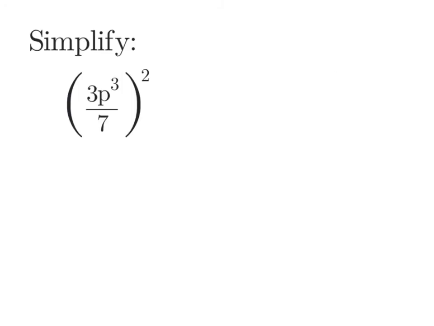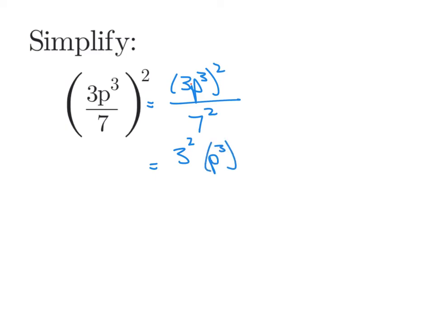So when we have 3p to the third over 7 being squared, that means we're going to take the numerator, 3p to the third, and square that, and we'll take the denominator, 7, and square that one. Now, in the numerator, we have a product, 3 times p to the third, that's being squared. So we have that other property, the power of a product property, that says each factor in that base would get squared as well. So we'd have 3 squared times p cubed squared all over 7 squared.